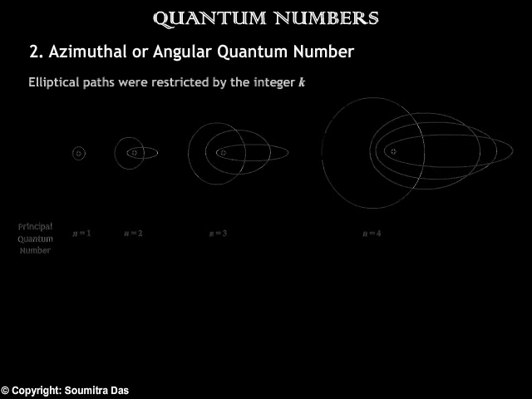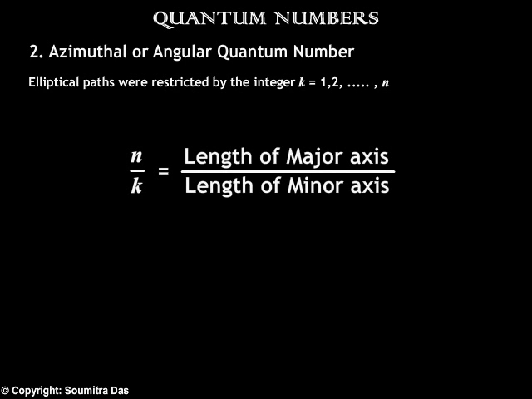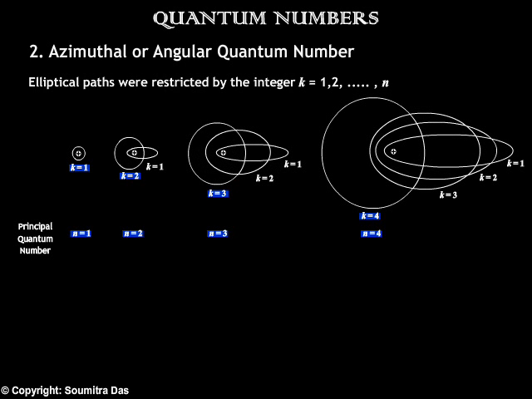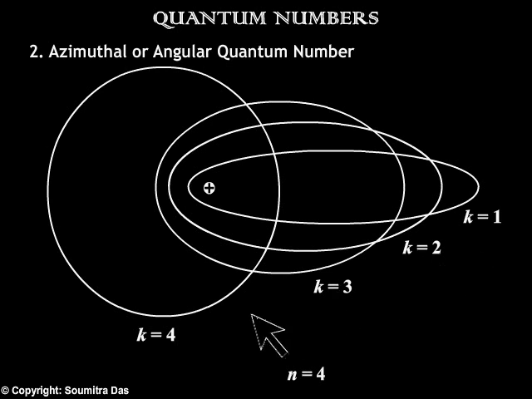The elliptical paths were restricted by the integer k, which could take values from 1 to n, such that n divided by k equals length of major axis divided by length of minor axis. When k becomes equal to n, then the ellipse becomes a circle. Therefore, there is at least one circular path in every principal energy level. You see that as the value of k increases, the path becomes more and more circular. At lower value of k, the electrons get more penetrated towards the nucleus.